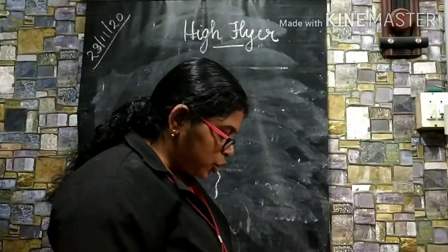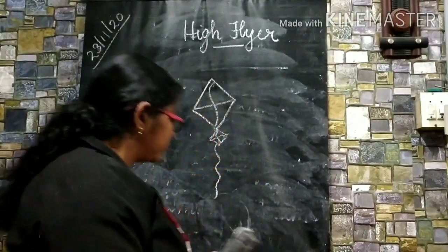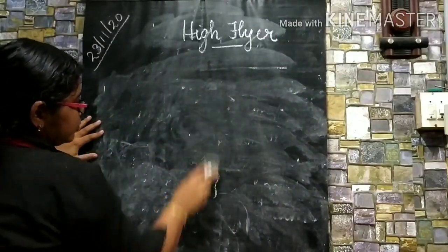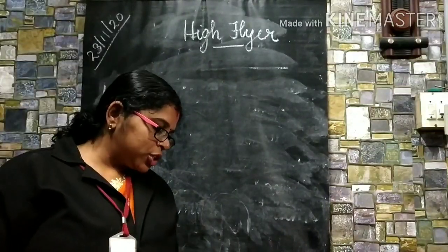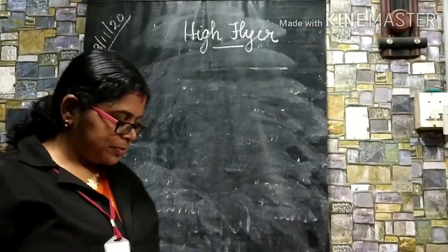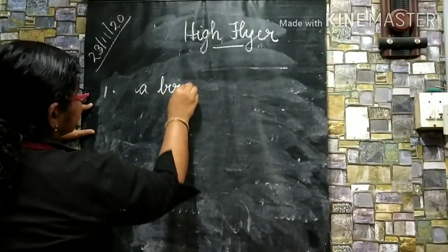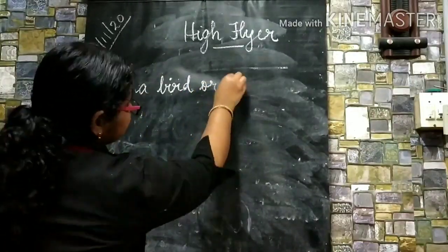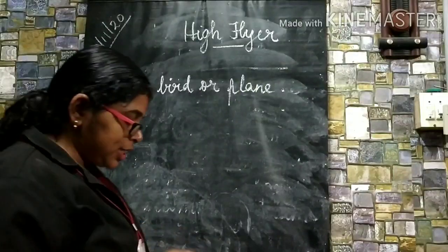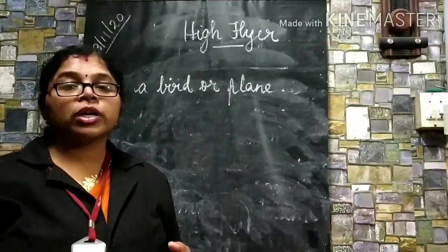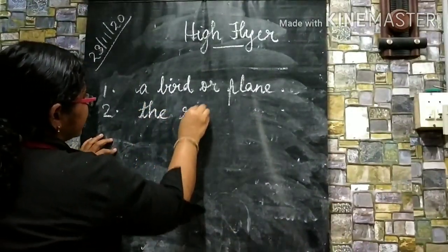Now, next one. Complete the sentences to find out what the poem is about. Okay? So, let us do. First one. It flies above the tallest trees, but it's not a bird or plane. Okay, first one. Second one, it has no wings and does not like the rain.